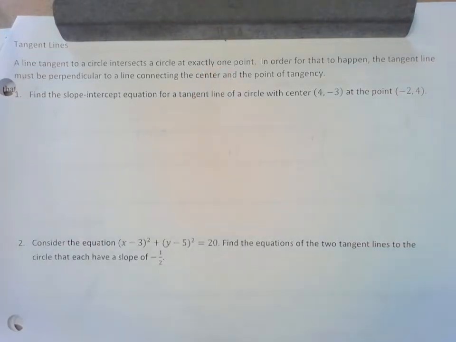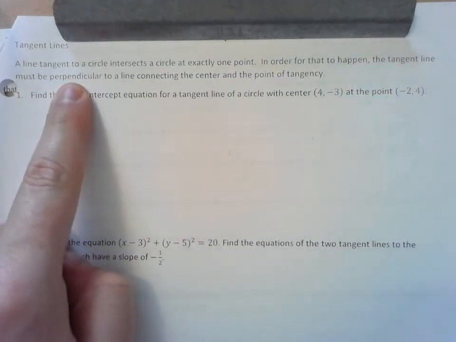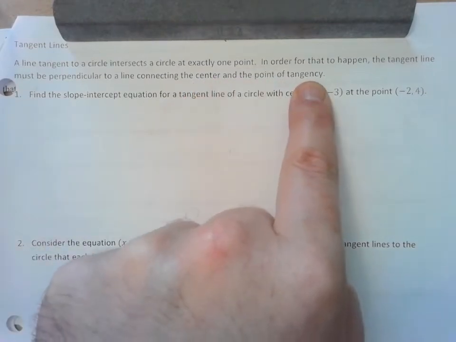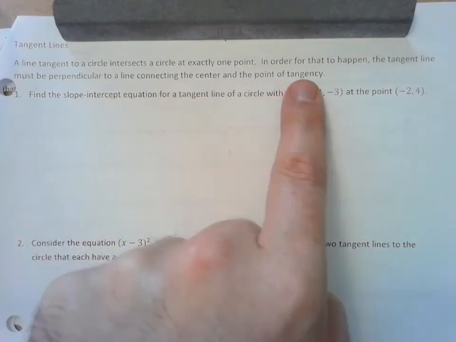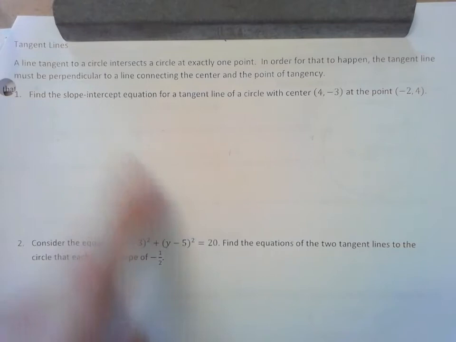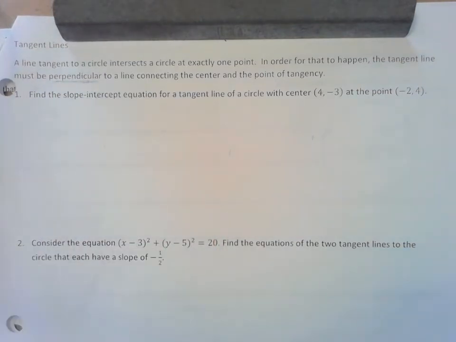In order for that to happen, the tangent line must be perpendicular to the radius, which goes from the center to a point on the circle itself. That point on the circle where the tangent line crosses is also known as the point of tangency. So we want it to be perpendicular, which means we're going to have to think about slopes. And a reminder, slopes of perpendicular lines are opposite reciprocals.